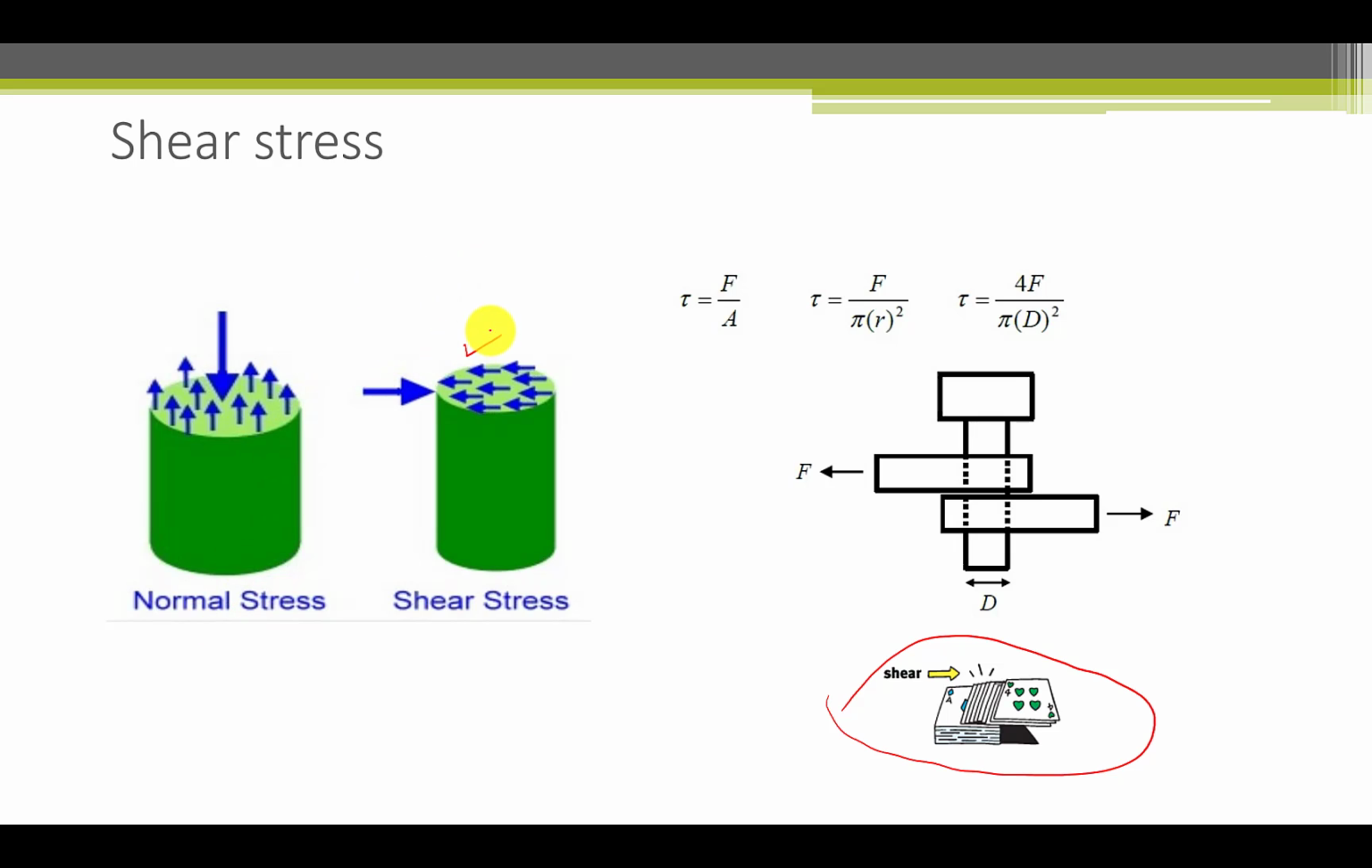Finally, a real example of shear stress might be the joining of tank plates in a bolted or riveted tank. This force acting in this direction and this direction simultaneously tends to cause shear across the plane here. The formula for shear stress is given by force per unit area. Of course, the area is the area of the bolt, so it's pi r squared. If we relate it to diameter instead, the formula becomes tau equals 4F divided by pi d squared.